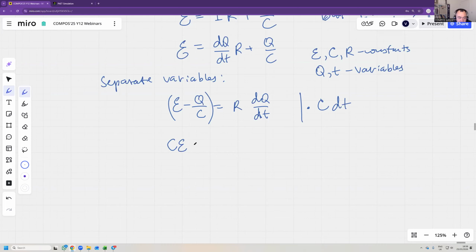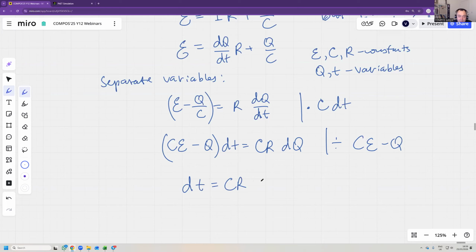C EMF minus Q dt equals CR dQ. Now we divide both sides by C EMF minus Q, and we get dt equals CR dQ over minus Q plus C EMF. I don't like this, so I'm just going to change the signs and put the minus somewhere else. I'm going to put it here. It doesn't really matter where I put it. Okay.